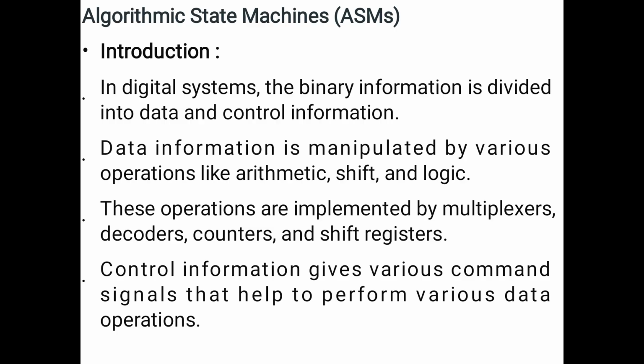In digital systems, the binary information is divided into both data and control information. Data information is manipulated by means of various operations like arithmetic, logic, as well as shift operations. These operations are implemented by multiplexers, decoders, counters, as well as shift registers. Control information gives various command signals that help to perform various data operations.